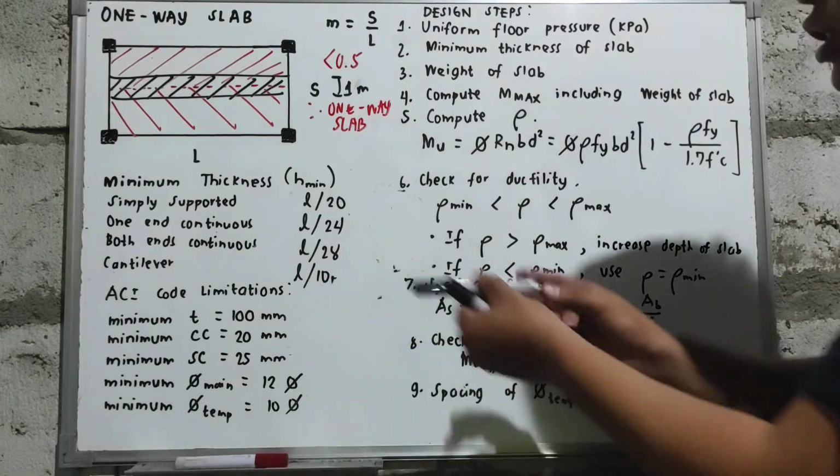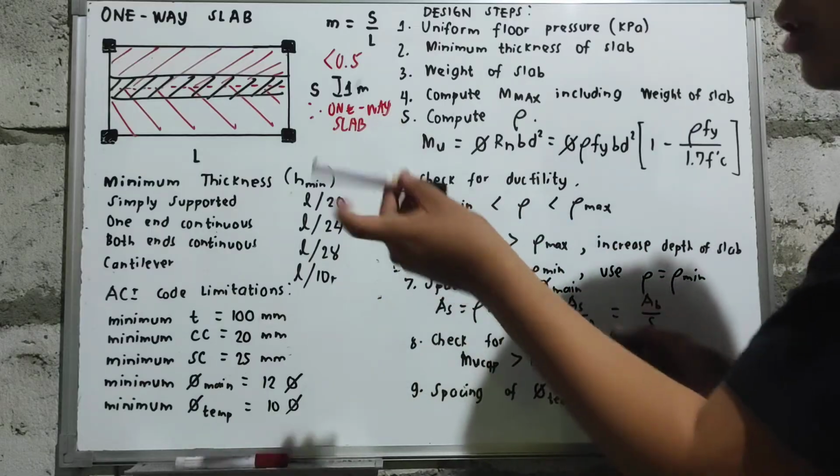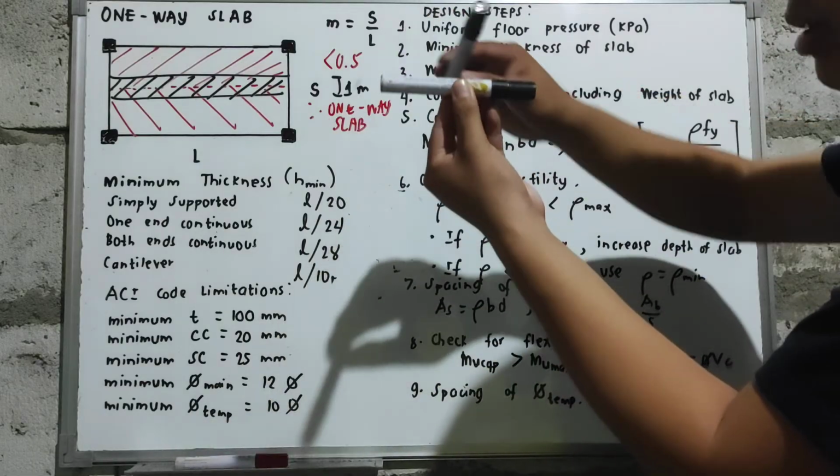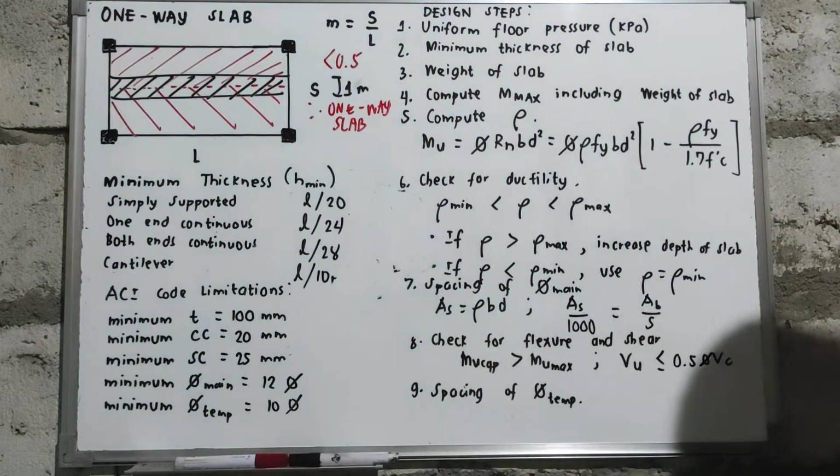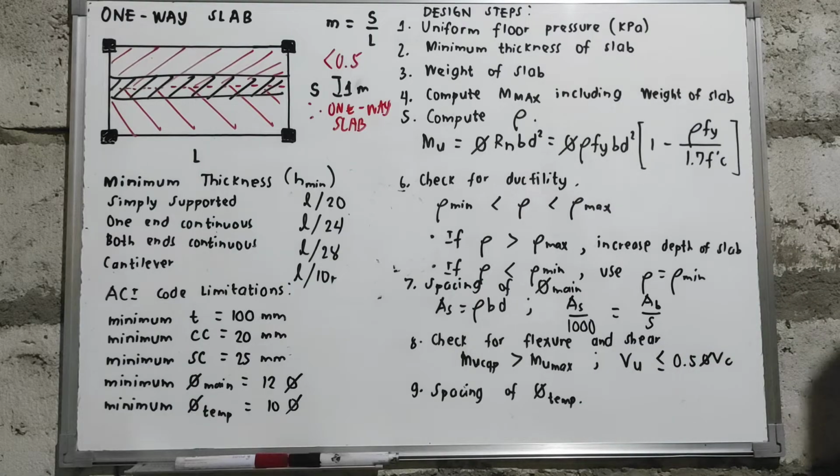So, ito yung shorter span natin. And nandirito naman, nakalatag yung mga temperature bars natin. So, ito yung mga typical design steps natin in computing for one-way slab.